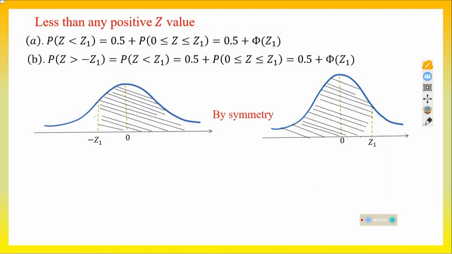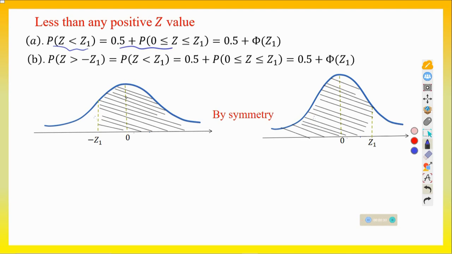Now consider the case where you want the probability for any value that is less than a positive value of z, for example, the probability of z less than z1. How do we obtain that? The probability of z less than z1 will be the same as 0.5 plus the probability of 0 less than or equal to z less than or equal to z1, because we can easily read this one from the table. That's why we must manipulate this into this form. But how do we get that?